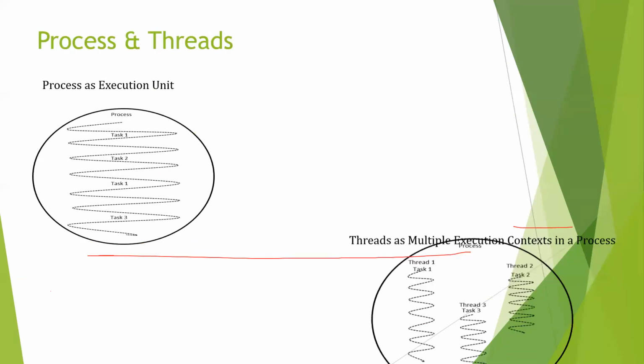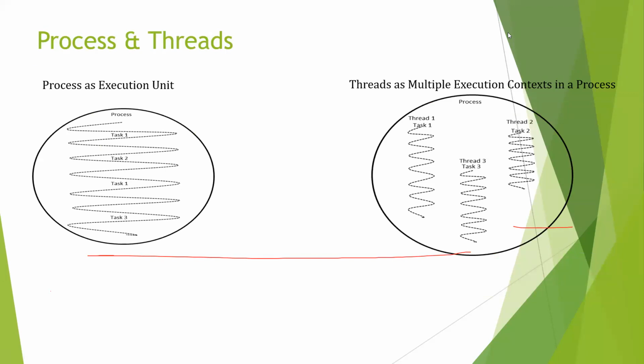Process and threads, right? This we already discussed. A process is nothing but each application that we install on the computer. The process is an execution unit. In a process you have multiple tasks, and each task is assigned to one thread. Threads are multiple execution contexts in a process. Let's say for example the SQL Server process: in this process you have multiple tasks, and each task is assigned to one or more threads. The threads are actually executing the tasks that you are running, right?